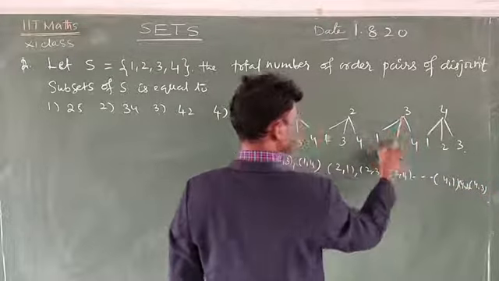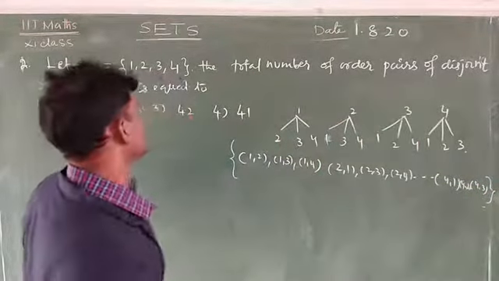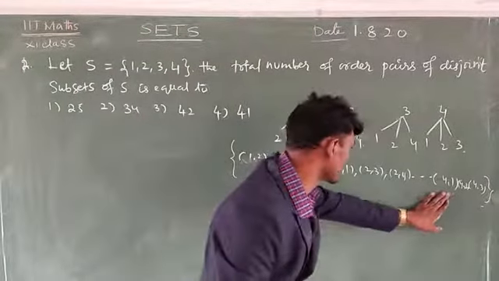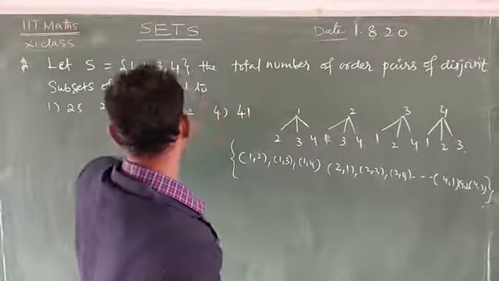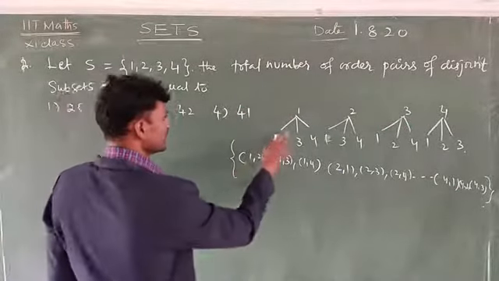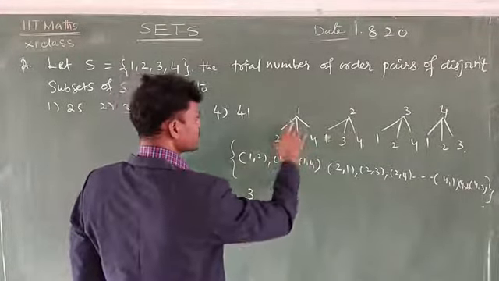You have to write the total number of sets, here the total number of ordered pairs. Disjoint subsets, how many are possible? Here one set has 3. How many sets are there?